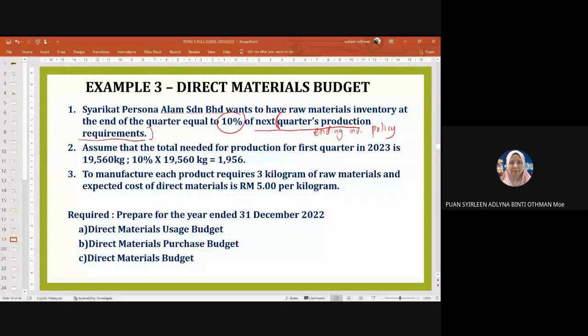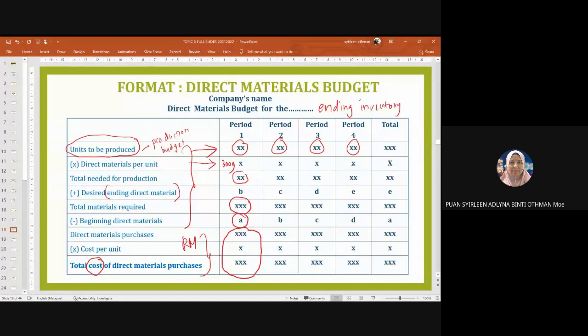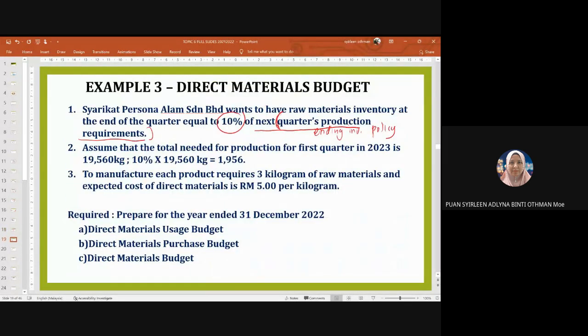So kalau ikut bajet ni, madam akan ambil dari mana? That 10% is taken from total needed for the production kan? Sebab dia kata the next quarter's production requirement. Okay, so your ending inventory is actually taken from the direct materials required in the next quarter.